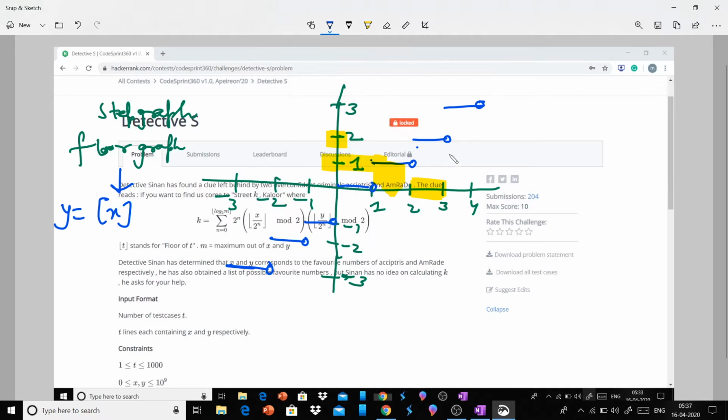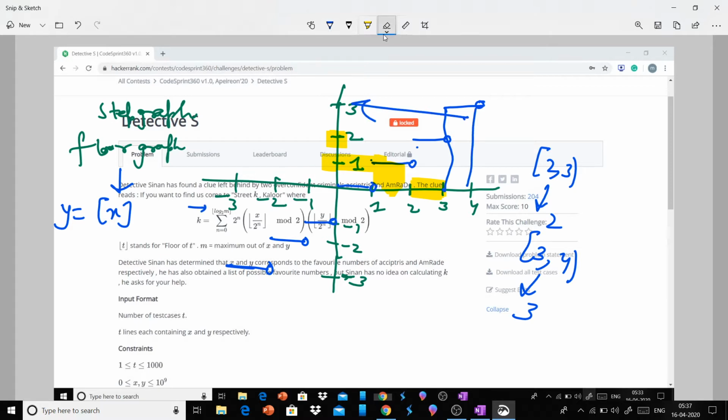And remember that it is open here, right? It means that any value from closed 2 to open 3 has value 2. Similarly, any value from closed 3 to open 4 has value 3, right? So this is the GIF of the number.